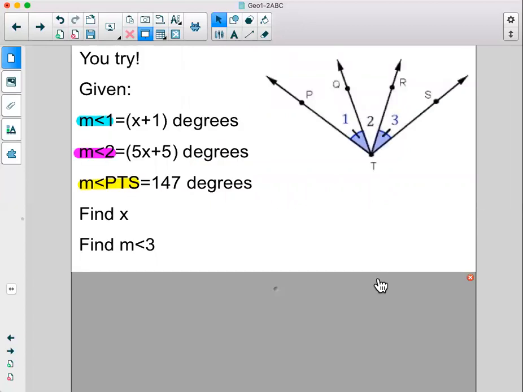So pause, practice on your own paper, and then press play.